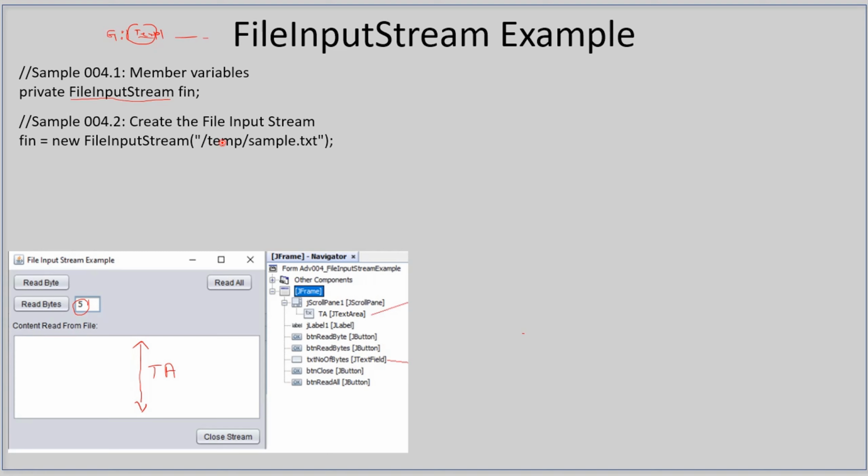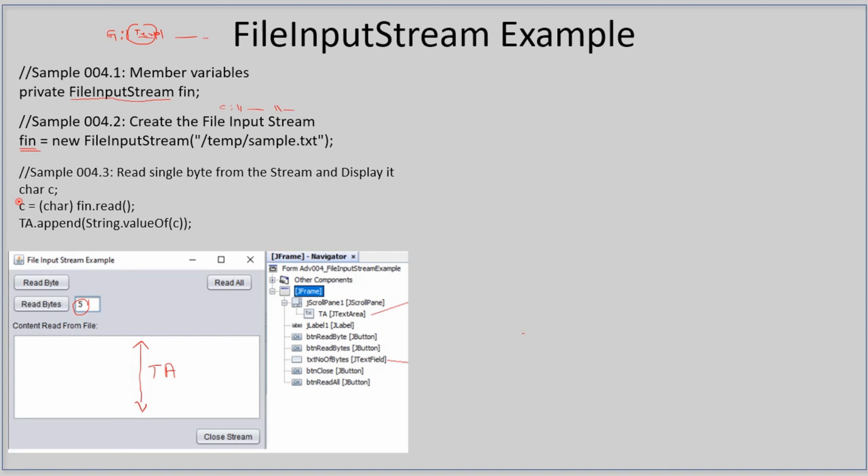any operating system. But if you want to use it for Windows, you can specify the Windows notation, C or D, like that. Or if you want this sample to work on any platform, you can use this common notation, root drive temp, then sample.txt. So that's the file content, and here we are creating the file input stream and storing that in the FIN reference. So file input stream, and in the constructor we are passing the text file name. Then we declare a character, and from this FIN we read the content.